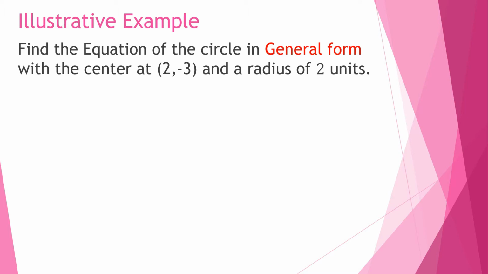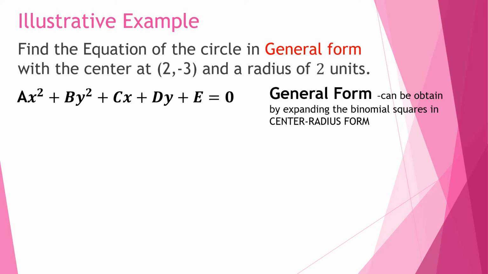The general form of the equation of the circle is ax squared plus by squared plus cx plus dy plus e equals 0. This is the general form, which can be obtained by expanding the binomial squared in the center-radius form and equating it to 0. So how do we find the equation in general form? We're still going to make an equation using the center-radius form. Therefore, we're going to use (x - h) squared plus (y - k) squared equals r squared.